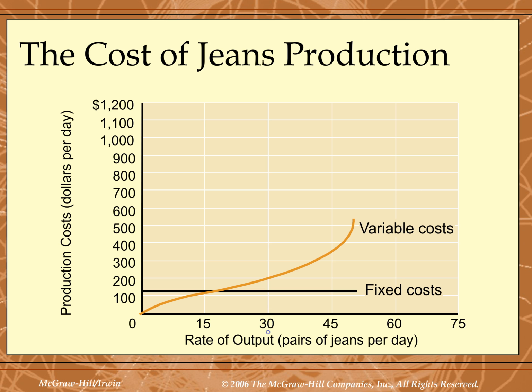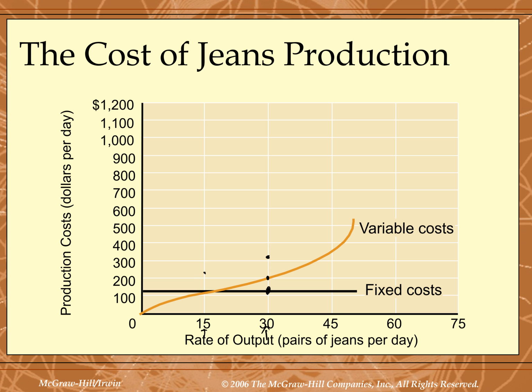Look at an output rate of 30. Your fixed costs are 120, right? And your variable costs are about 200. If you add them together, that's 320, which is going to be right about here. So that's going to be a point on your total cost curve. What about output rate of 15? Well, roughly fixed cost and variable costs are both equal at 120. That's going to be about 240 right there.